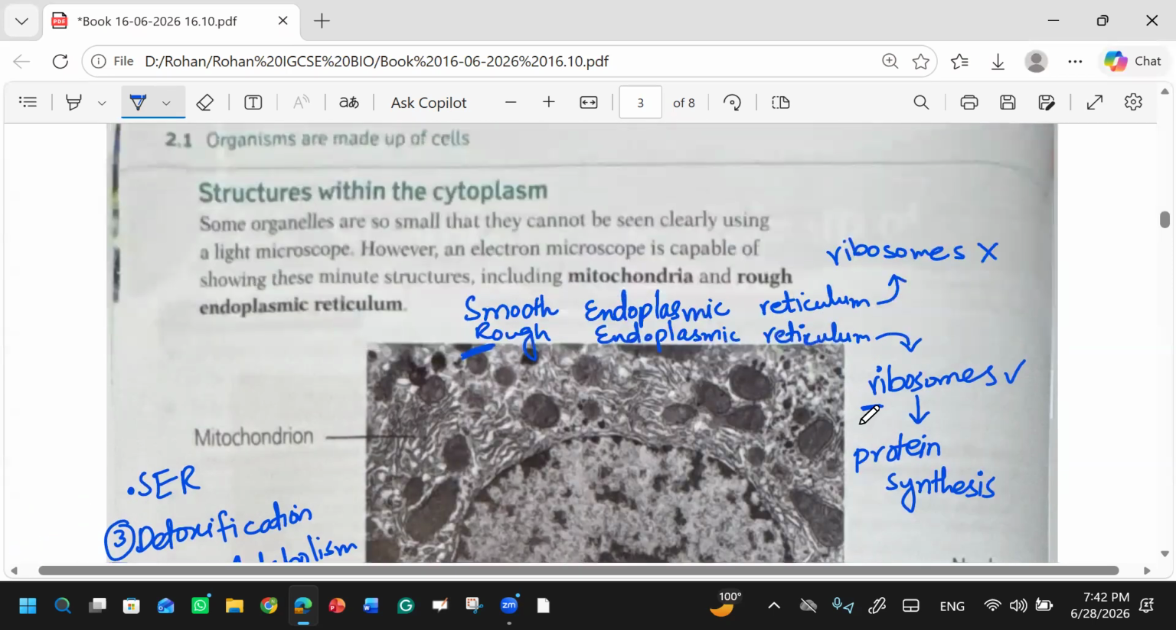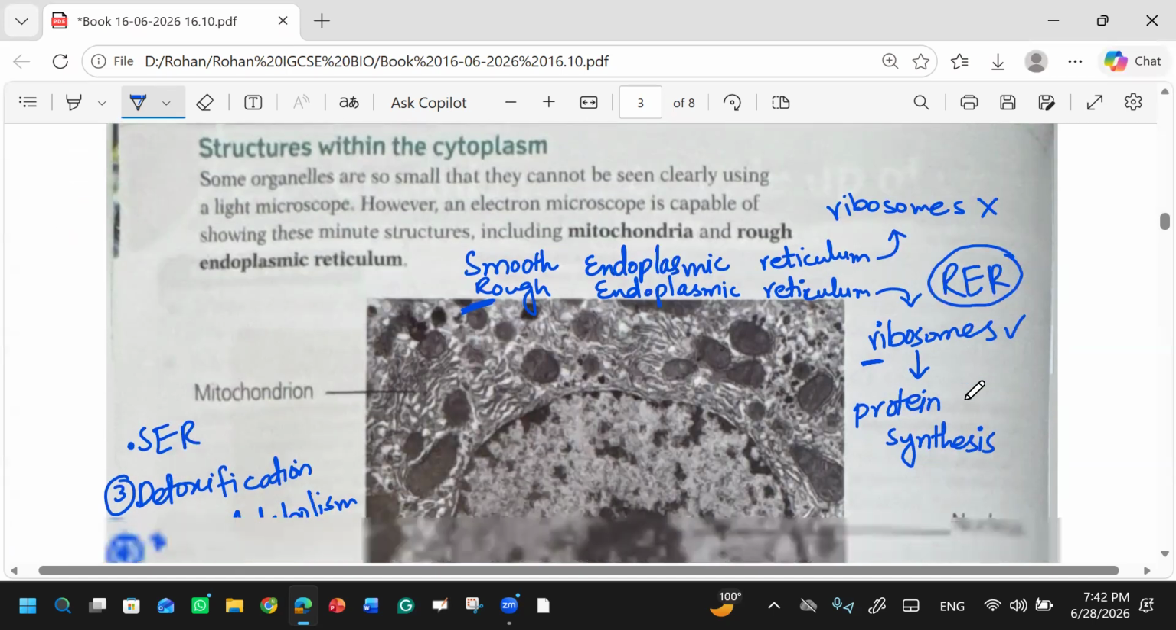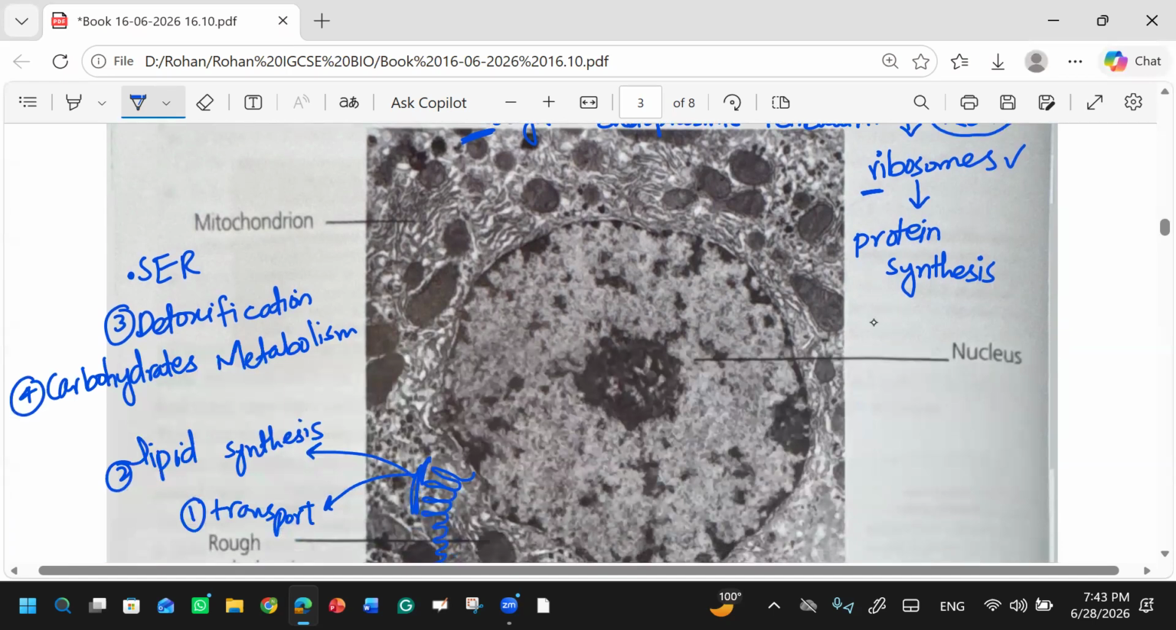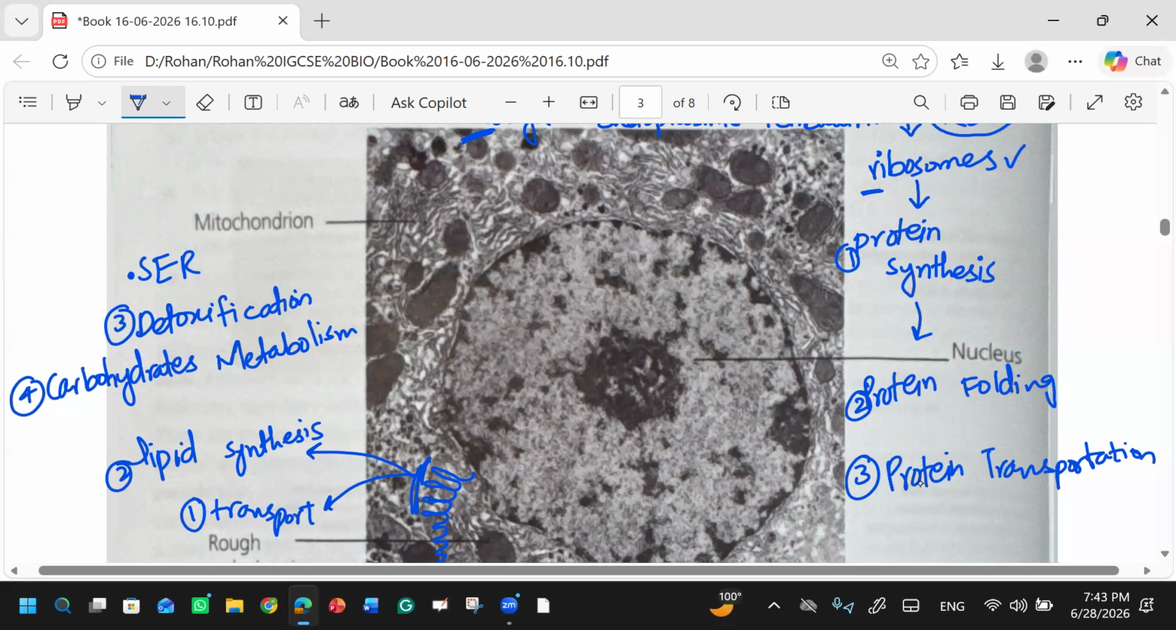Not only for protein synthesis, but I'm writing the short form RER, rough endoplasmic reticulum. Firstly, not only is it responsible for protein synthesis, but it is also responsible for folding the protein into a particular shape. Protein folding, then transportation of the proteins. These all are the functions of rough endoplasmic reticulum. Clear?